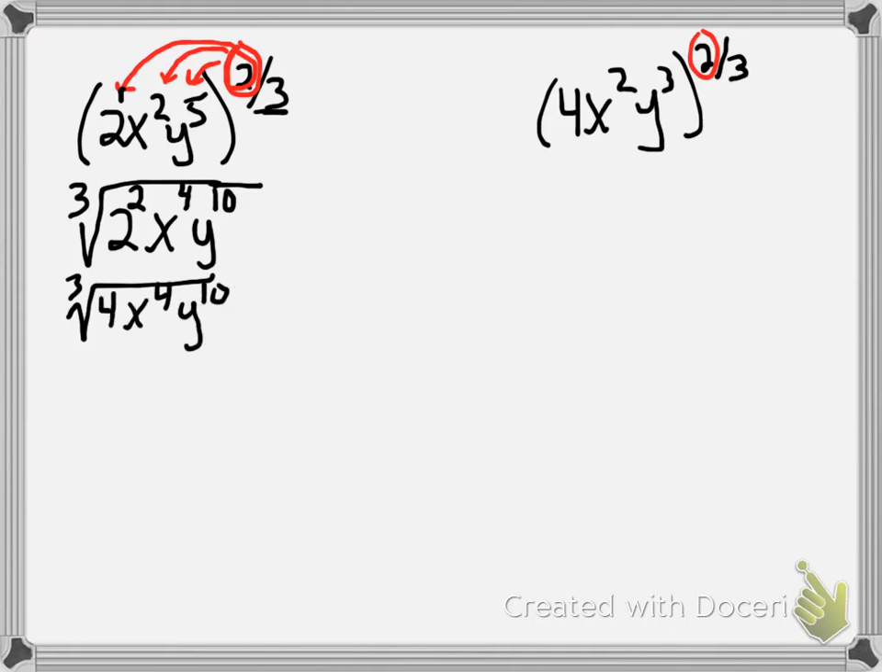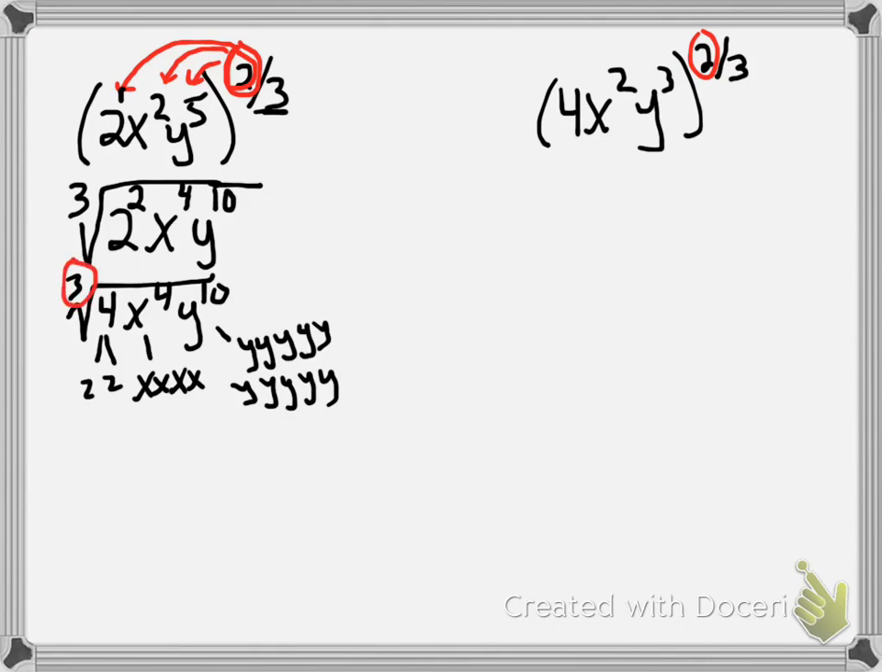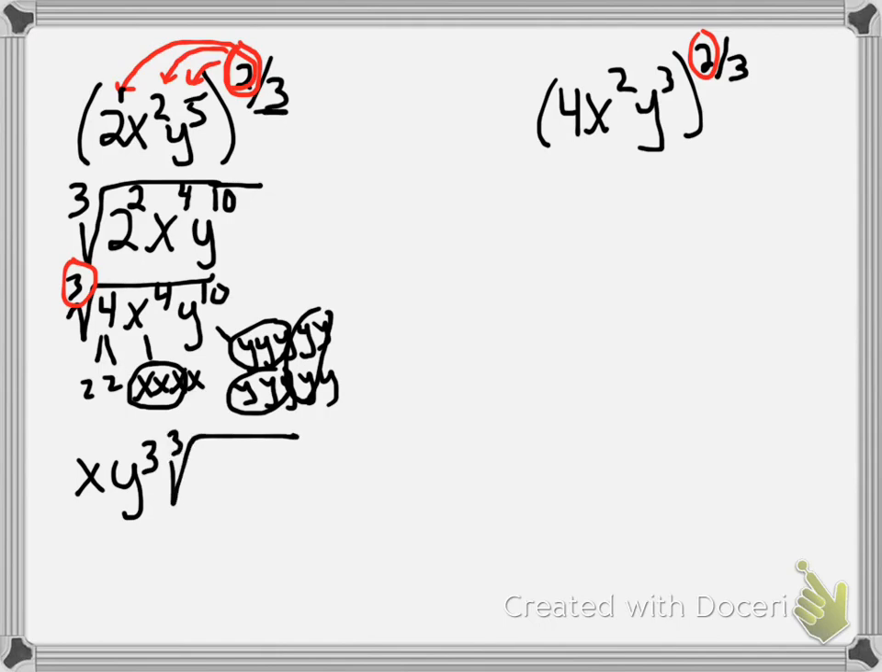Now I can start breaking it down just like we did on the other side. 4 is the same thing as 2 to the 2. X to the fourth means I have 4 x's, and y to the 10th means I have 10 y's. Again, my index in this case is 3, so I need groups of 3 to pull a number or variable out. I don't have enough 2's. I do have enough x's. And I have 1, 2, 3 y's, so y to the third. Got to remember my index. I have 2 2's that have to go underneath, so that'll go back to a 4. I have an extra x, and I have an extra y.